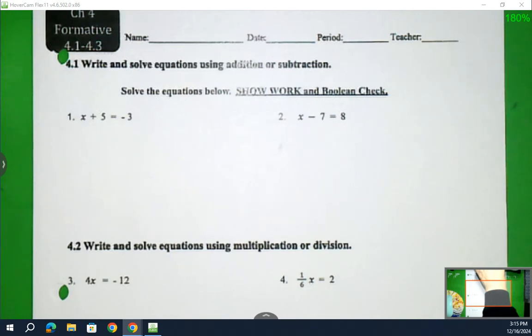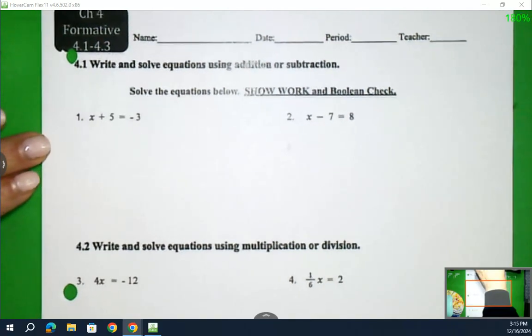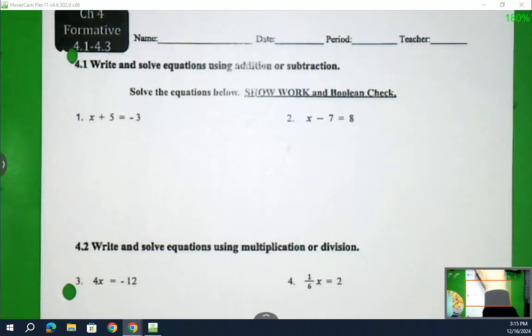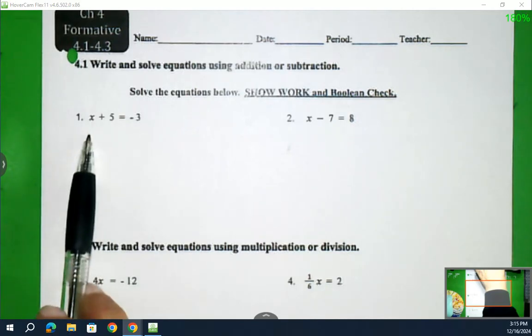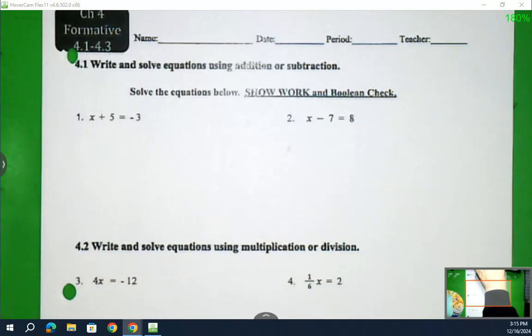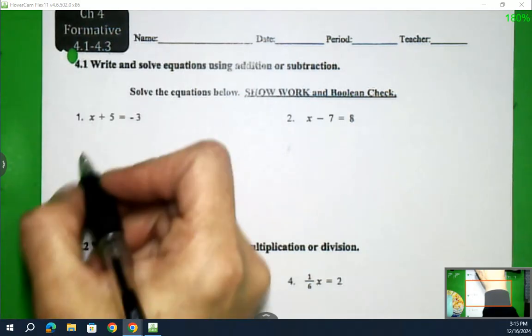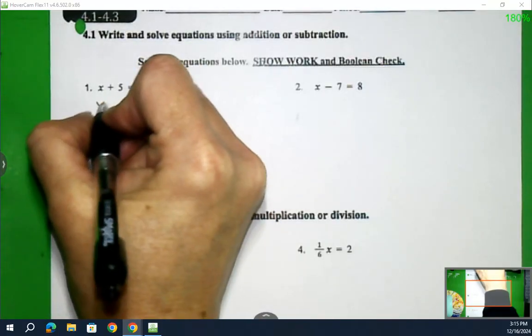All right, this is chapter 4, formative 4.1, 4.3 review. We have write and solve equations using addition or subtraction. So what we are trying to do is solve for x in these one-step equations here. We have x plus 5 equals negative 3. So what we want to do is rewrite the equation.